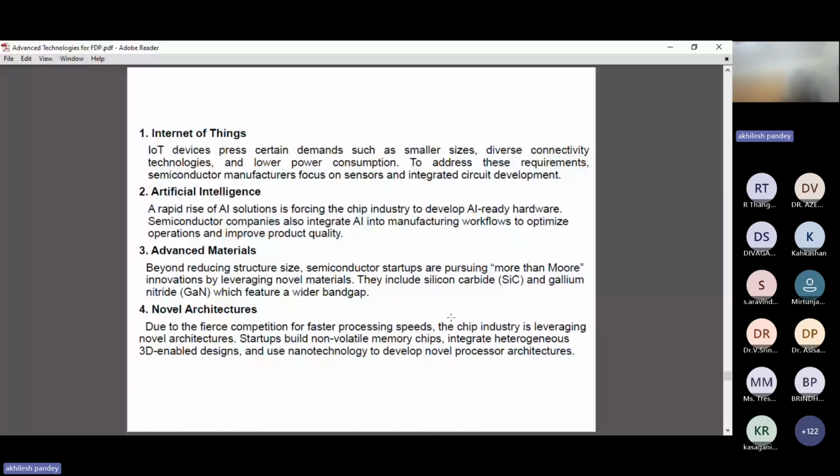Advanced materials, as I explained to you, because of Moore's law, as the structure size decreases, speed increases. So silicon carbide and gallium nitride are the advanced materials which can be used. Novel architecture, due to fierce competition and faster processing speeds, the chip industry is leveraging novel architecture. Startups build non-volatile memory chips, integrated heterogeneous 3D-enabled designs, and use nanotechnology to develop novel processor architectures.